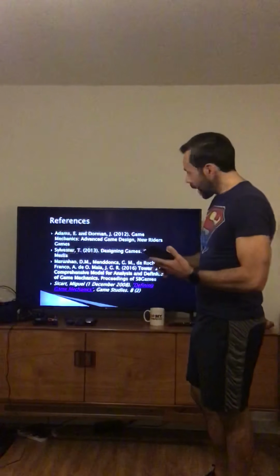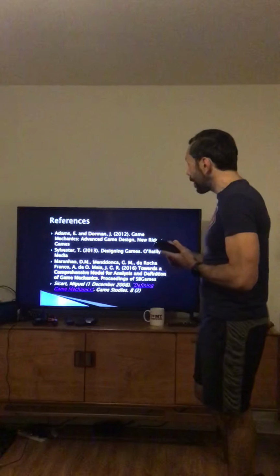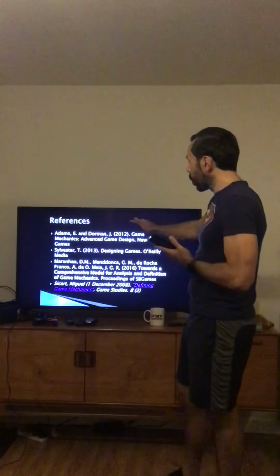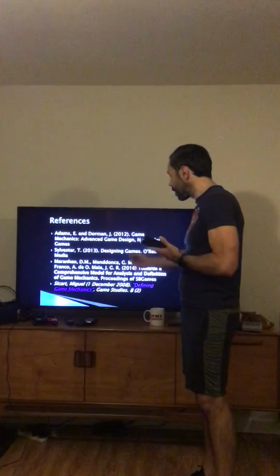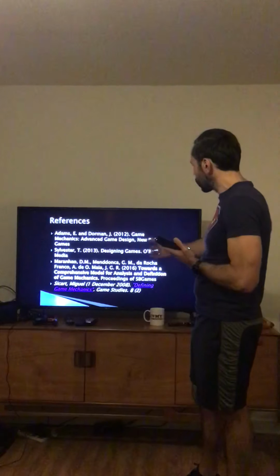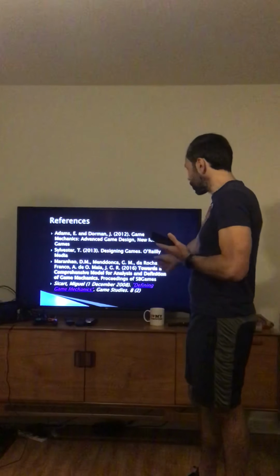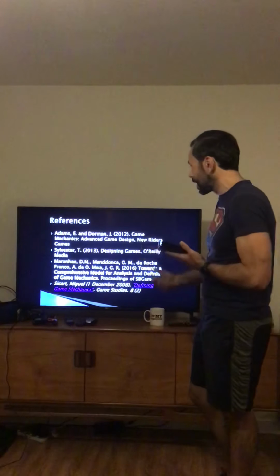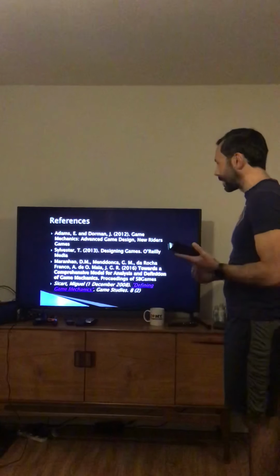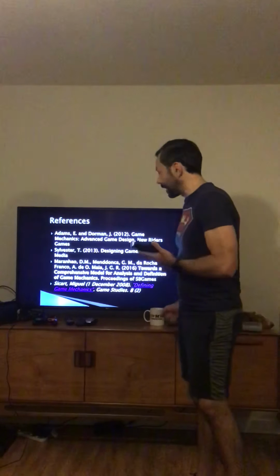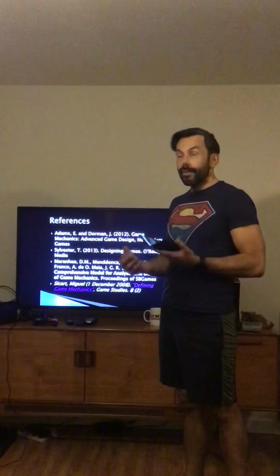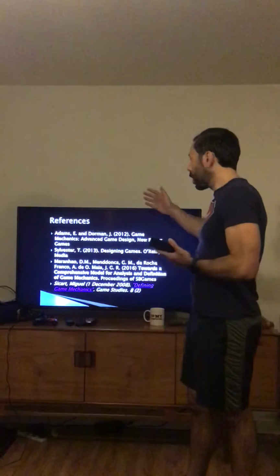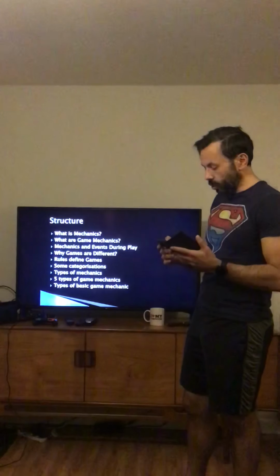As a technical thing, I have a number of references here that you can look up. So I've got a book on game mechanics, advanced game design. You can look at that. This is a paper, designing games, or is it a book as well? And this is another paper, towards a comprehensive model for analysis and definition of game mechanics, and actually defining game mechanics and what they are. So if you're wanting to look into this in any depth at all, do have a look at these particular references, and I'm sure you'll find it interesting.